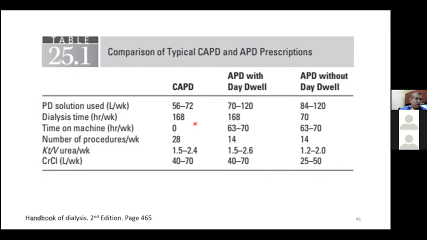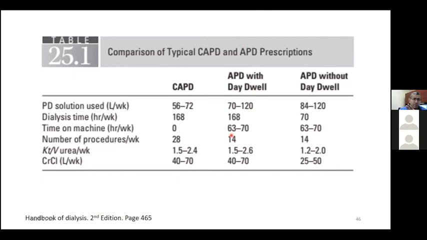The dialysis time is 168 hours a week. But if you are going to use it only in the night, it's only 70 hours a week. The number of procedures is 28 in CAPD, obviously, because the patient just keeps on changing himself. But in the machine, you only hook on and hook off, so it's two times a day. So that's 7 × 2 = 14.